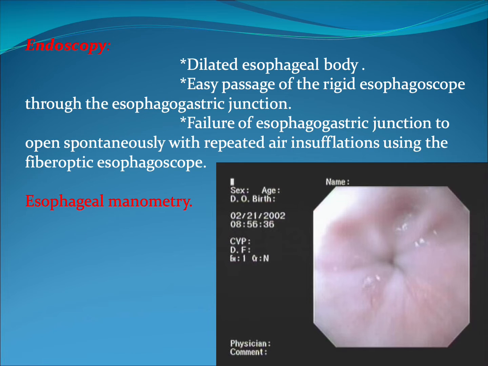With the endoscopy, you will find the dilated esophagus, food particles, and you will be able to pass the lower esophageal sphincter because this is not a mechanical obstruction. However, when you're trying to do a frequent insufflation to open the lower esophageal sphincter, it will not open by itself.